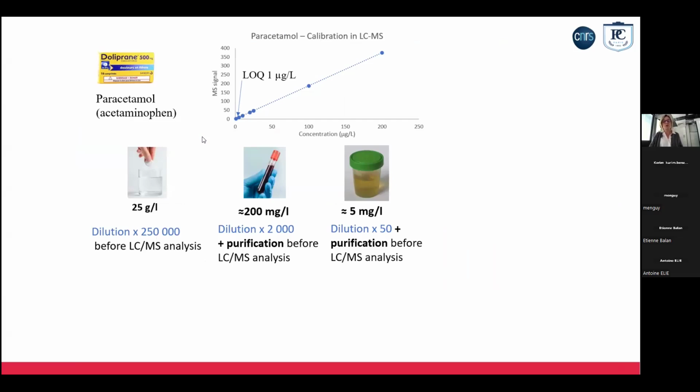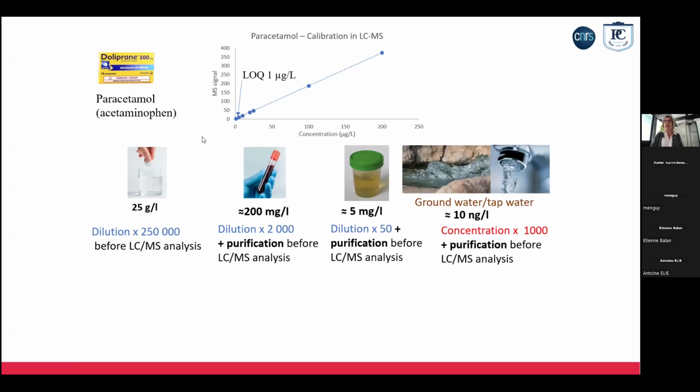For example, I took a very simple example, acetaminophen, paracetamol. If I inject paracetamol in my device, an LC-MS, liquid chromatography mass spectrometer, I can easily detect paracetamol in a glass of water because the concentration is very high and I have to dilute my water. It is the same for plasma, it is the same for urine. We can decrease the amount just to be in the good calibration range.